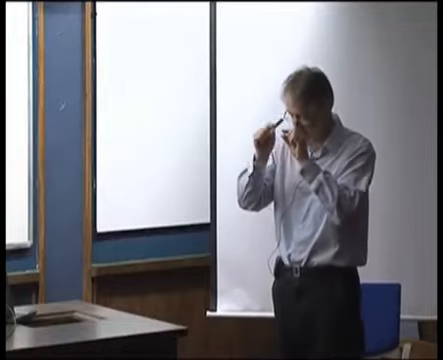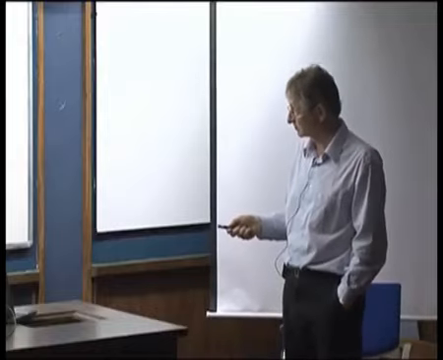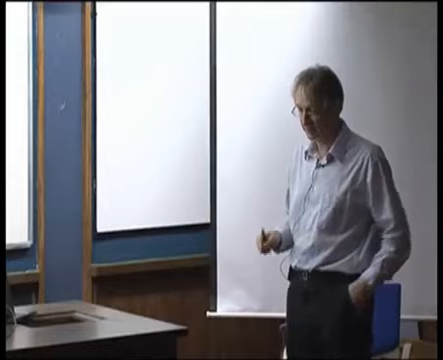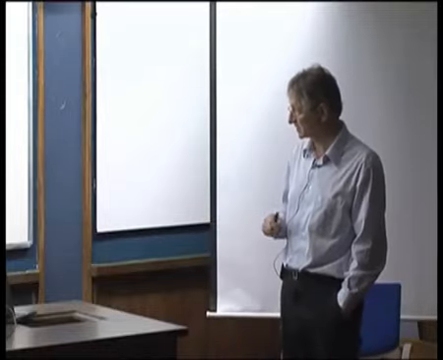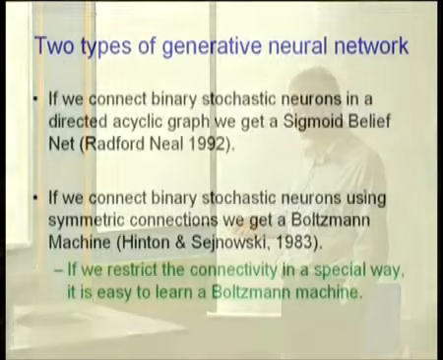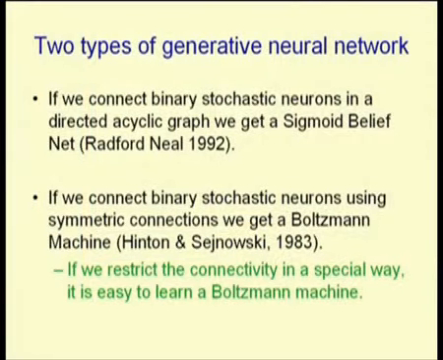If you take these sigmoid units, then you can hook them up into a belief net. Radford Neal has a paper on that in 1992. Or you could hook them up with symmetric connections in what's called an undirected graphical model, and that gives you a Boltzmann machine in general. What we're going to do is take a very restricted version of a Boltzmann machine that makes the learning much easier, and that's going to form a module out of which we can later build deep networks.